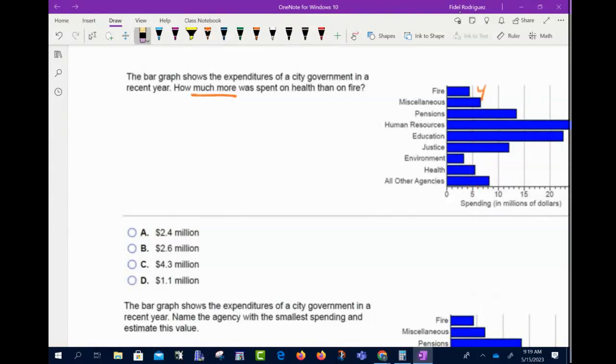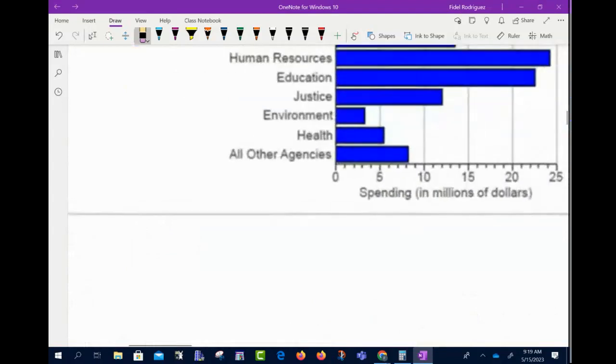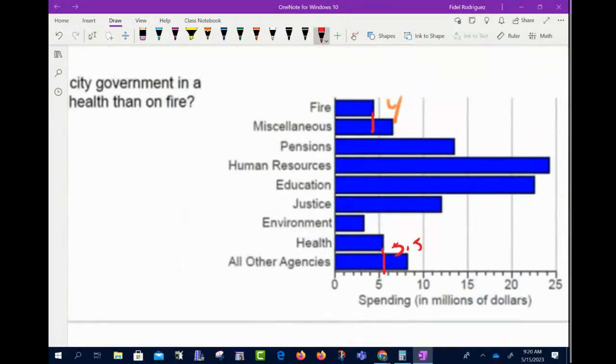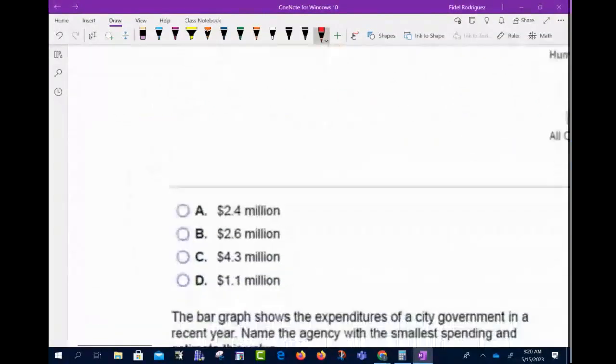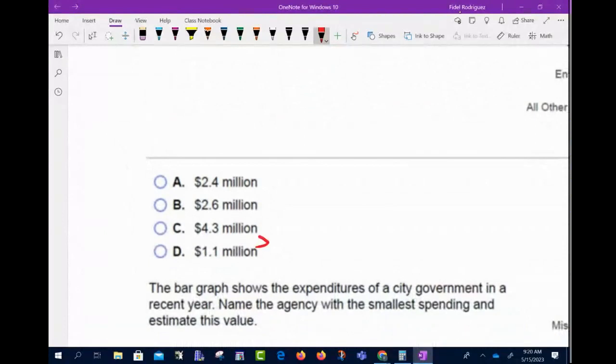Let's see. Let's come back here. It's closer to the 5 than it is to 6. Oops, sorry. Yeah, I would say you're probably right. It looks like 5.5 maybe, something like that, 5.5. Fire looks like it's right about, yeah, I would probably go with D2. That was probably my bad in terms of when I was looking at my graph.